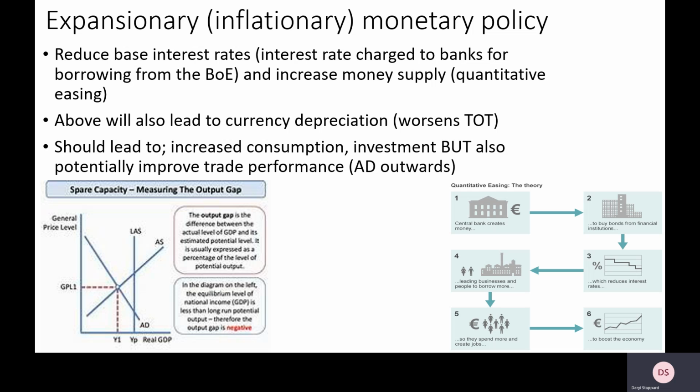Now, further to this, if interest rates are low, then it's more likely that more households will borrow from banks to fund more consumption. This could be to buy a bigger, better house with a mortgage, taking out a loan to buy a new car, paying for things on credit cards, so it will increase consumption.